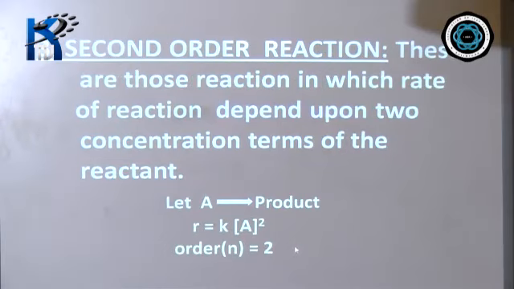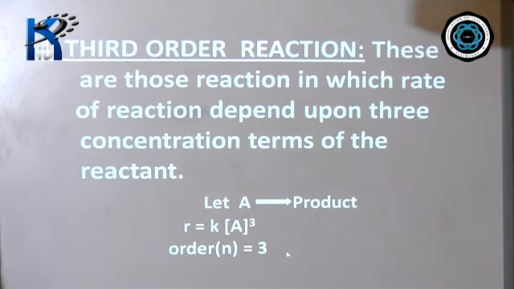Now second order reaction: these are those reactions in which the rate of reaction depends upon 2 concentration terms of the reactant. So if I consider again the same reaction as a second order reaction, you have to put power 2 in the expression of rate law, and the order will be 2. And third order reaction: these are those reactions in which the rate of reaction depends upon 3 concentration terms of the reactant. If I consider the same reaction as a third order reaction, then in the rate law the power will be 3 and the order will be 3.